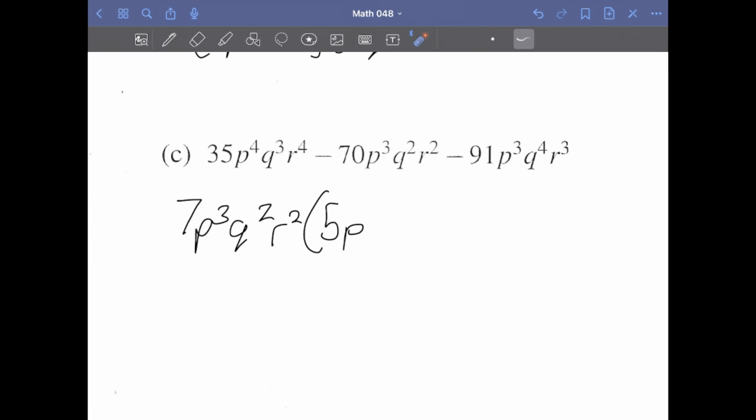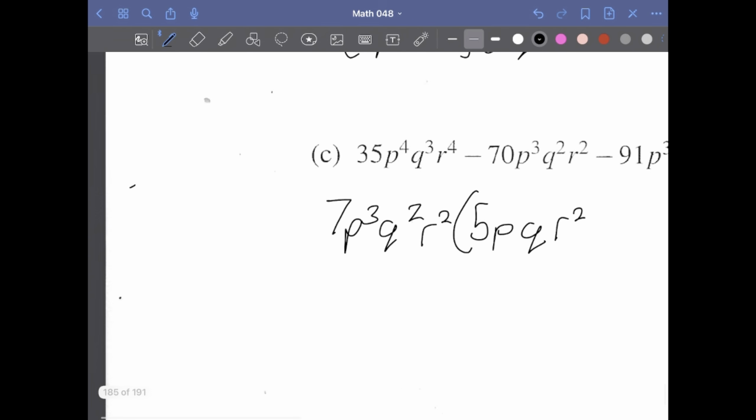Q cubed divided by q squared, we're just left with q. R to the power of 4 divided by r squared, you're left with r squared. Remember, when you divide, this is the quotient rule, so that's r to the power of 4 divided by r to the power of 2. So r to the power of 4 minus 2, that's r squared.